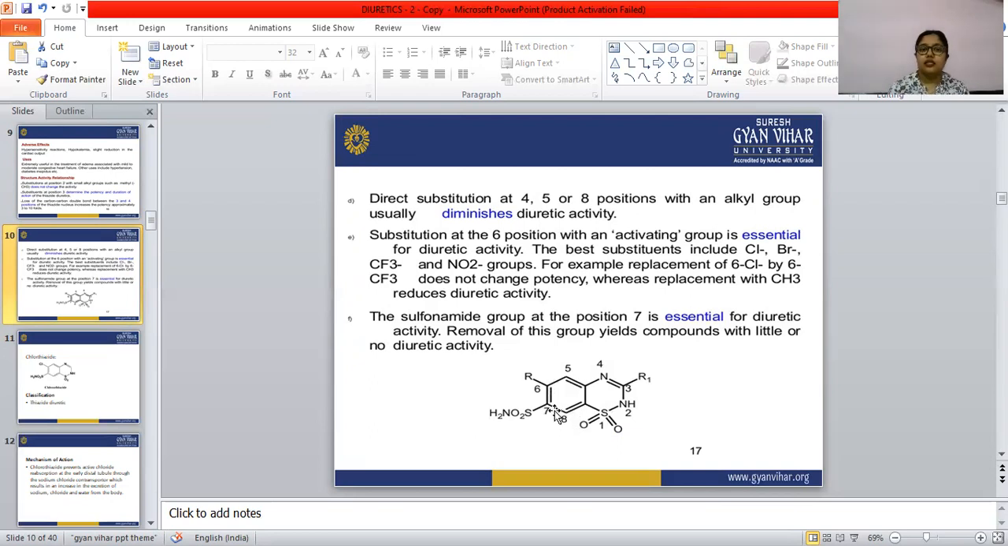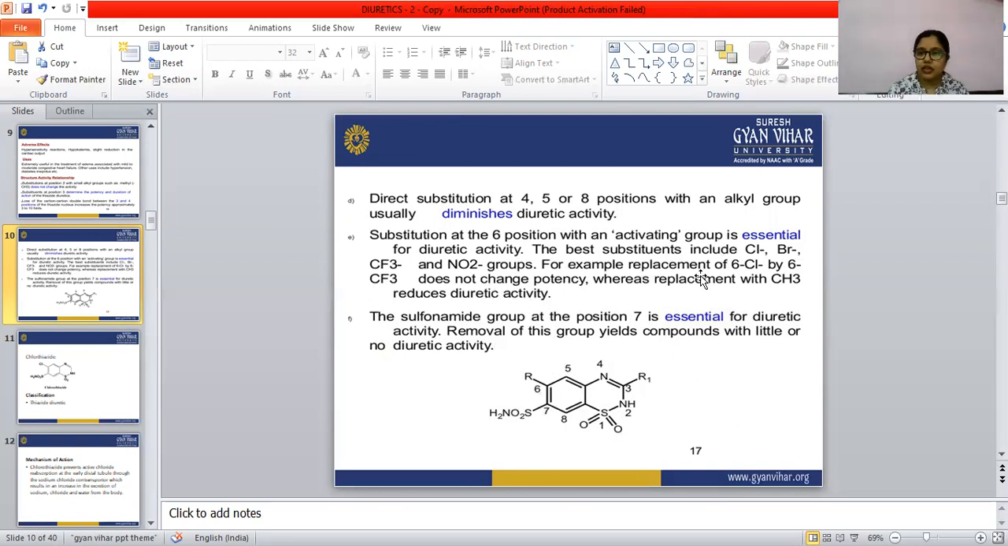Okay, and substitution at the 6th position with an activating group is essential for the diuretic activity. So the best substituents include chloride, bromide, CF3 and NO2 groups. In hydrochlorothiazide and chlorothiazide, we are substituting the chloride group at the 6th position, and at the 6th position an activating group is a must for the diuretic activity.